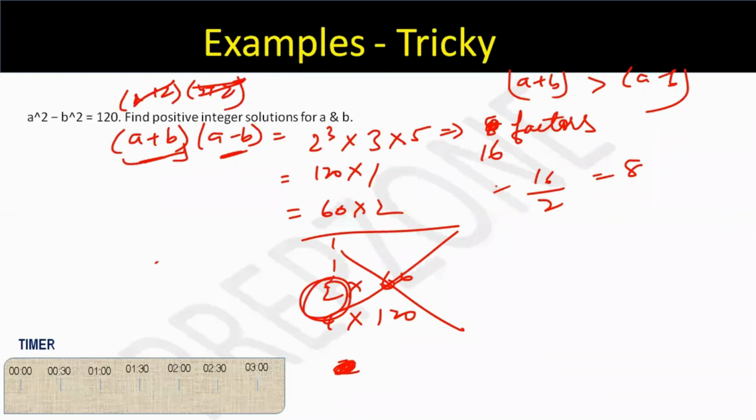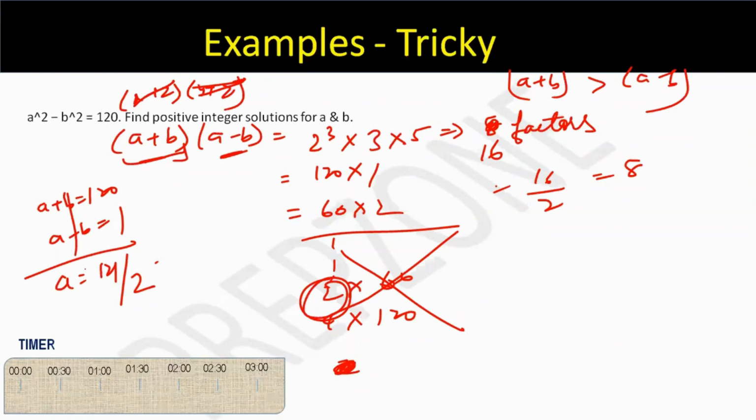If you start solving this, a plus b equals to 120, and then a minus b is equals to 1. And then if you just add them, you basically get a is equals to 121 by 2. But a is an integer. a cannot be a fraction. So from here, or what you can also say is, see, a and b are integers, right?